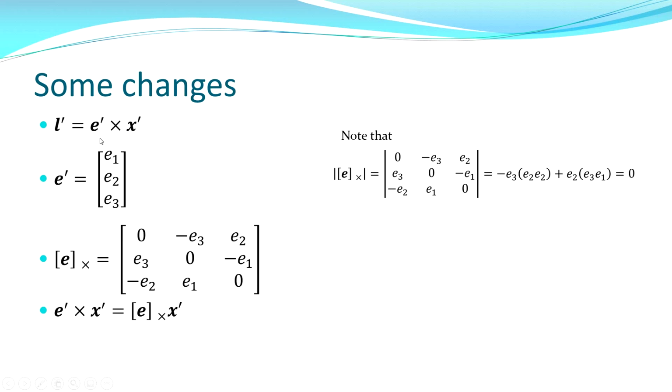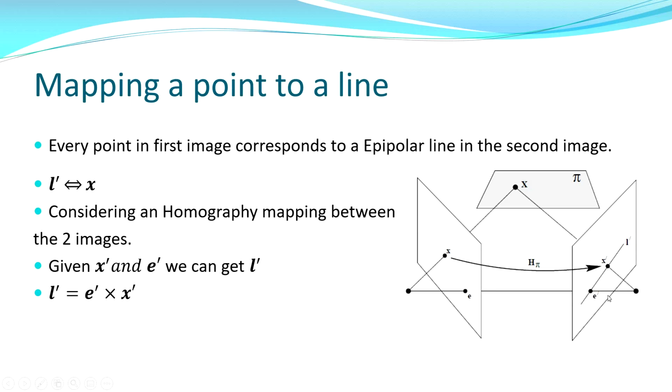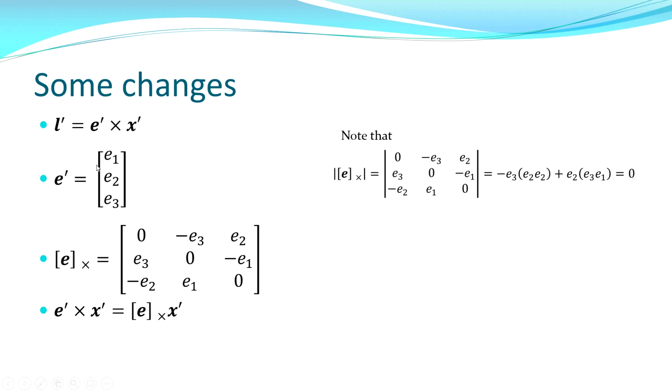Now let us make some changes to this notation. This is e dash cross x dash. This e dash will have e1, e2, e3. You can see that this e dash is actually 2D, on this 2D plane, but it has 3 coordinates, e1, e2 and e3. Why? Because this is in a homogeneous coordinate system, analogous to x, y, w. So e dash is a vector of three elements, and we can write a notation like this, e cross, which is a skew symmetric matrix like this. This is e1, e2, e3. We can place e1, e2, e3 such that we get a skew symmetric matrix like this.